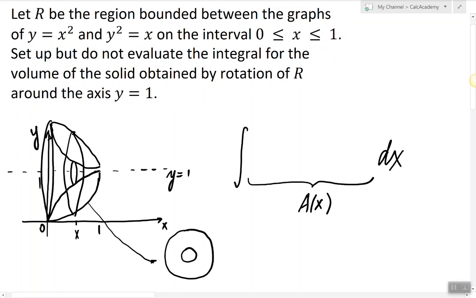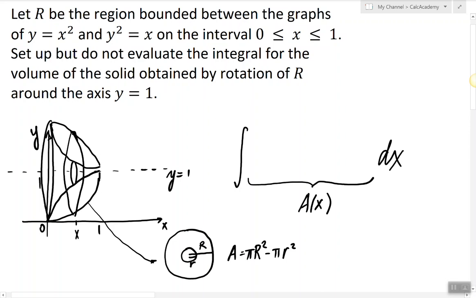Now the thickness of this cross-section is dx, but it doesn't matter because we're looking for the area, and the area of the cross-section can be found using the formula pi r squared, where r is the radius of the outer circle, minus pi little r squared, where little r is the radius of the inner circle.